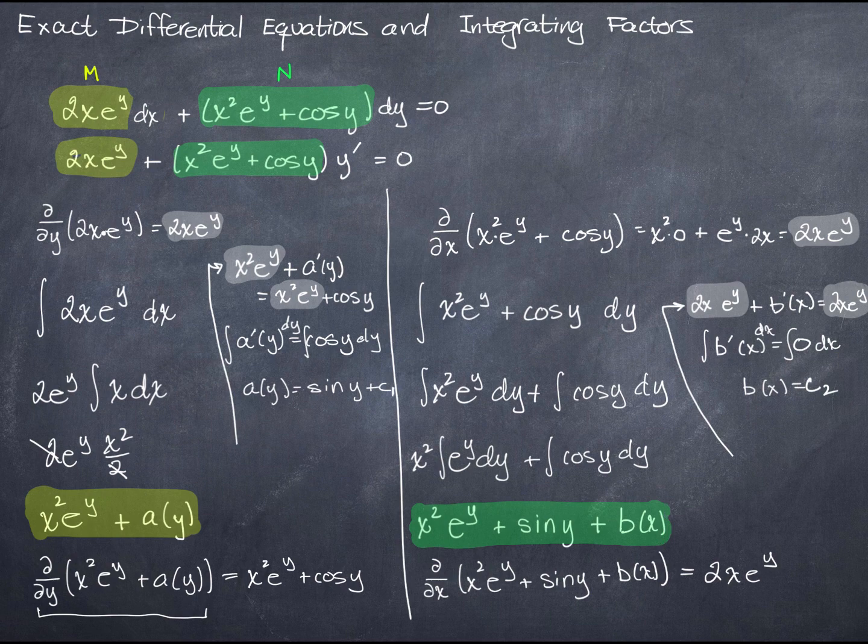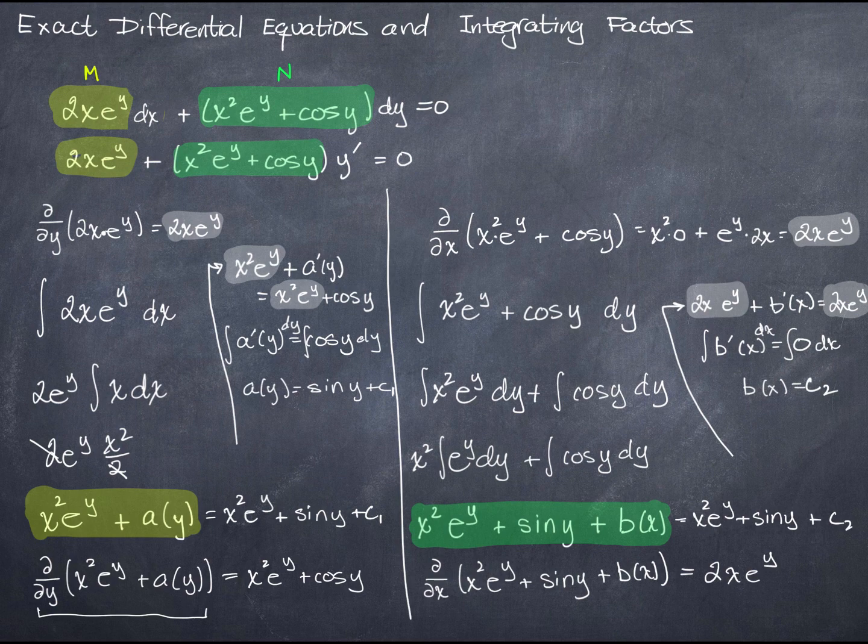So now I know what a of y is, and so this function is going to be x squared e to the y plus a of y, which is sine of y plus a constant. Now this one is going to be x squared plus e to the y, times e to the y, times e to the y plus sine of y plus a constant. How do you like that?